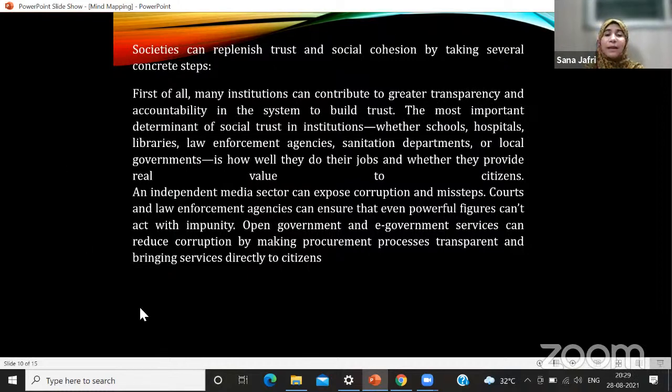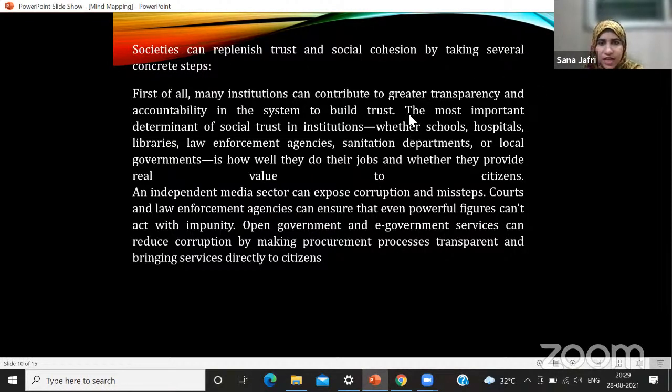Class, if you remember, sometime back I told you about topic sentence. Yes, my dear students, this is the topic sentence. The first sentence: many institutions can contribute to transparency and accountability in the system to build trust. If you bring transparency in every system, if transparency is clear, people can see what is going on in any system, in any government office, and if every institute, every system is accountable enough. Accountability is when you're answerable to people. Okay, when you're responsible for each and every action, that's accountability. So if you have these things, automatically public trust will increase.